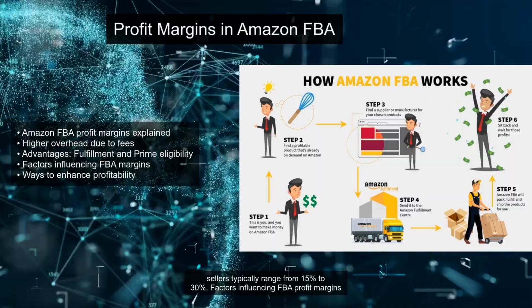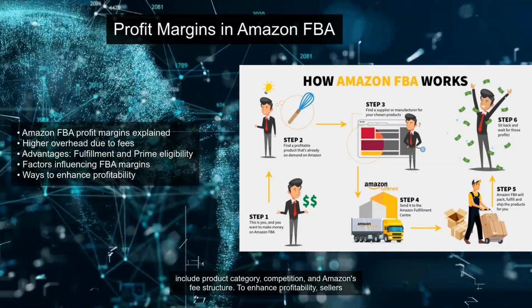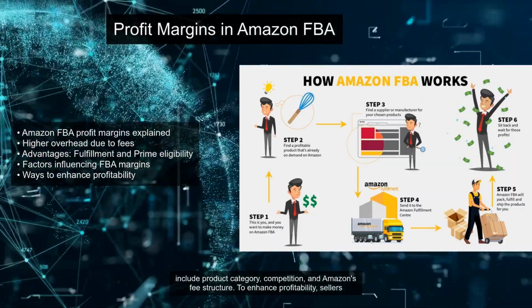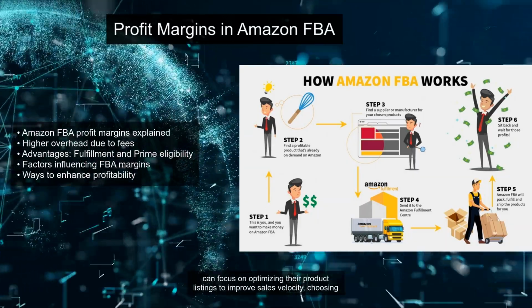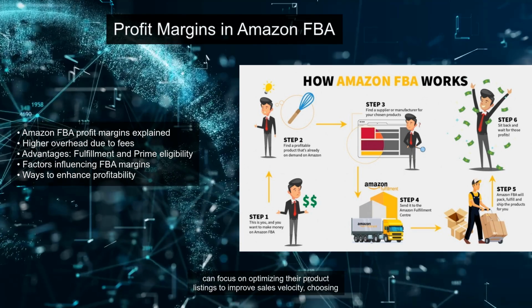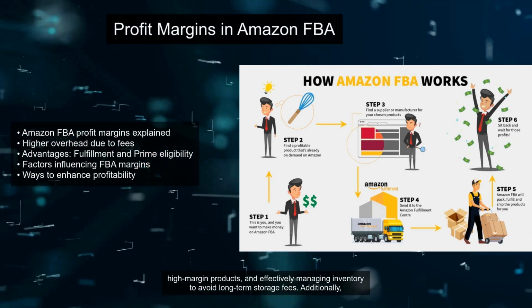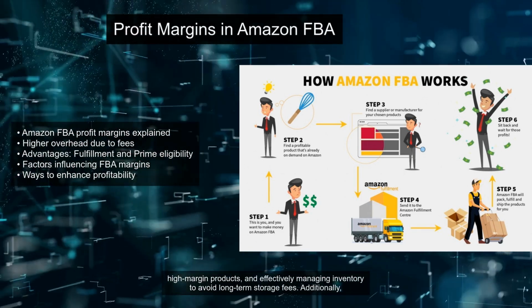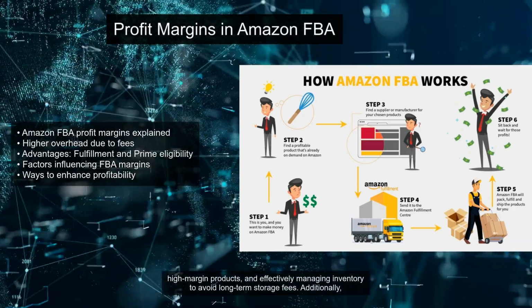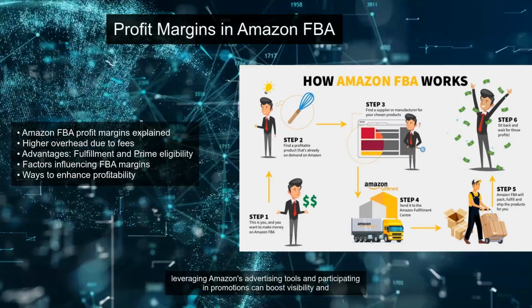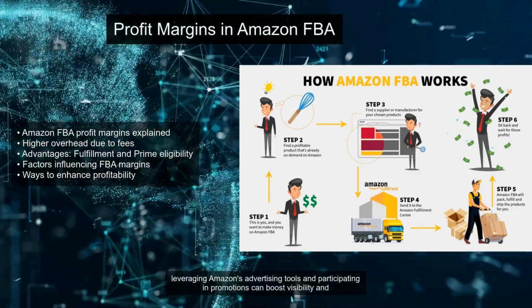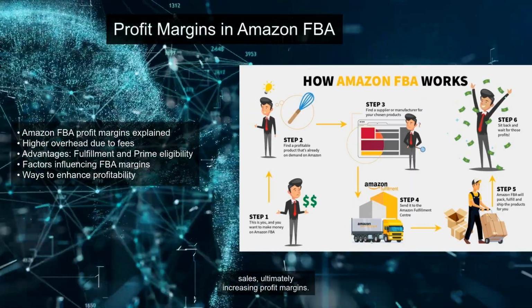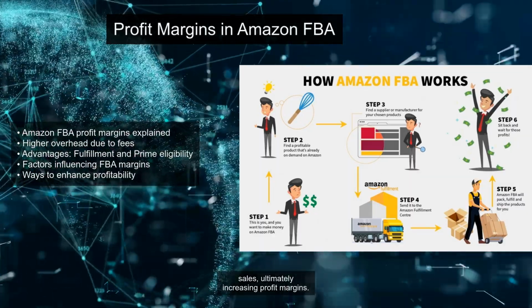Factors influencing FBA profit margins include product category, competition, and Amazon's fee structure. To enhance profitability, sellers can focus on optimizing their product listings to improve sales velocity, choosing high-margin products, and effectively managing inventory to avoid long-term storage fees. Additionally, leveraging Amazon's advertising tools and participating in promotions can boost visibility and sales, ultimately increasing profit margins.